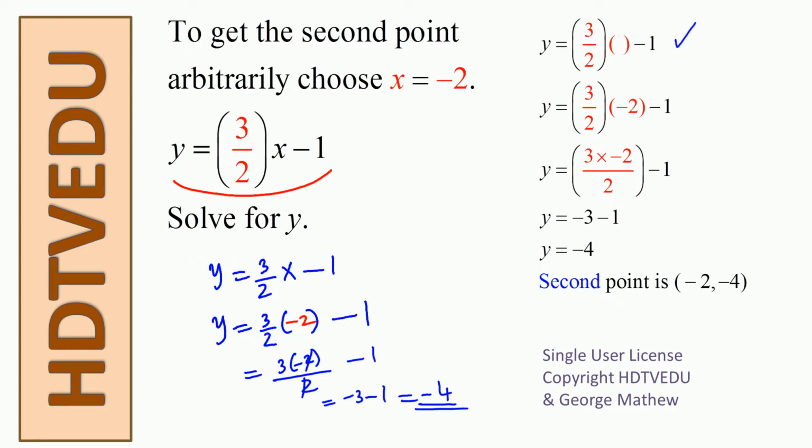So that's what we did here. 3 half x. And what is x? X is negative 2. And when we do that, 2 and 2 cancels out. We still have 3 times negative 1, negative 3. So this is negative 3 minus 1, which is negative 4. So what is our point? Our point is when x is equal to negative 2, y equals negative 4. Again, valid for this equation of the line.